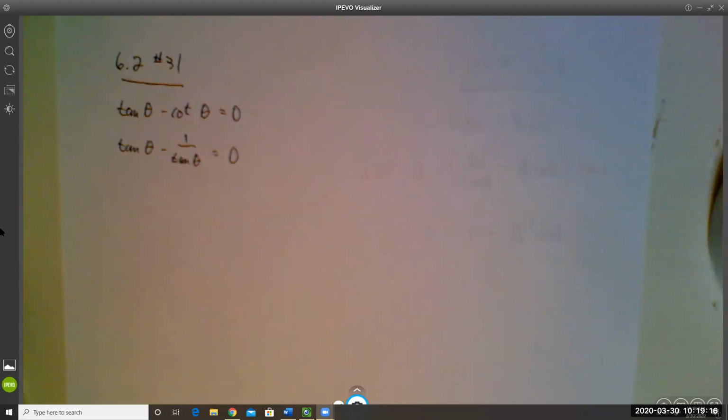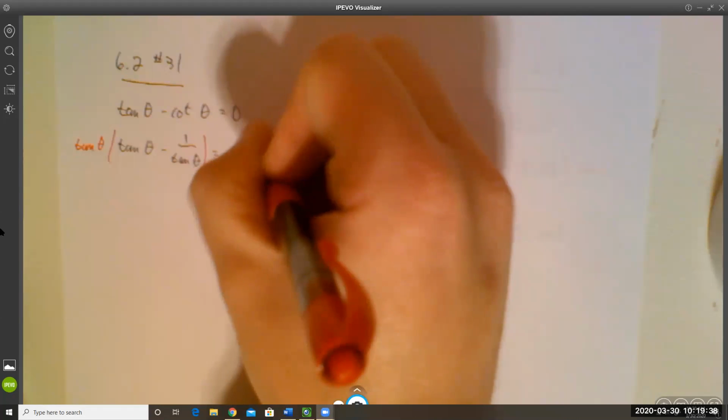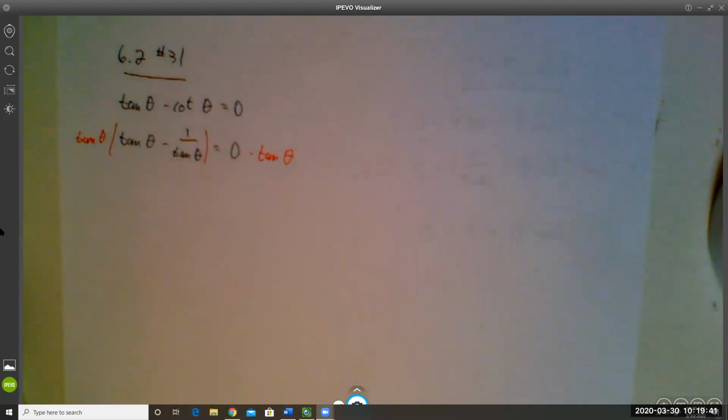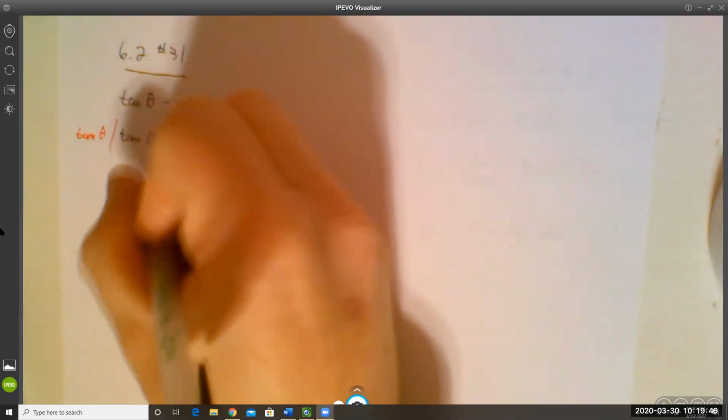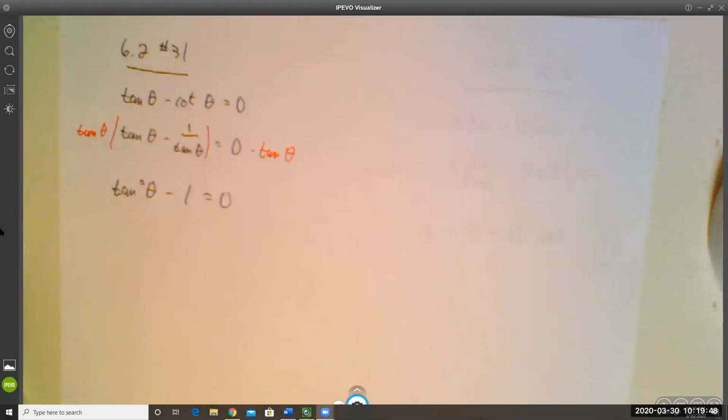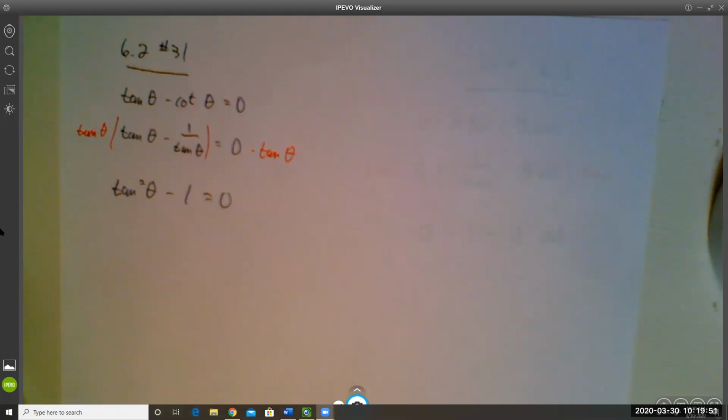And now if this were an algebraic function, like let's say this was x minus 1 over x equals 0, well then the next thing I would think to do would be to clear that fraction by multiplying through by x. And so that's what I'm going to do here as well, only instead of x, I'm going to multiply through by tangent theta, right, to clear the fraction. Okay, when I distribute the tan theta, I get tangent squared theta minus 1 equals 0.